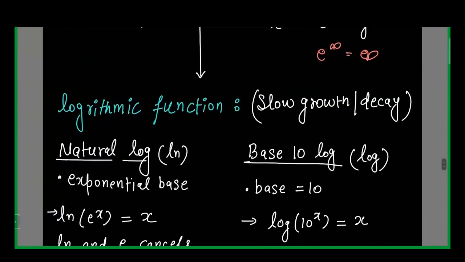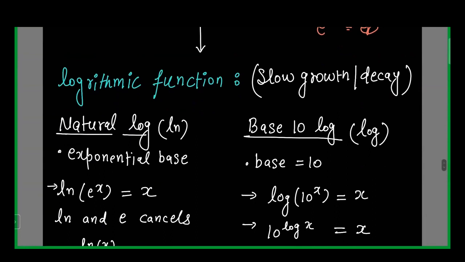Next is the logarithmic function, the log function. Now, the exponential function was fast growth, fast decay. But what is the logarithmic function? The logarithmic function is slow growth, slow decay. So whenever in physics there is a slow growth or a slow decay, we use the log function. So there is a logarithmic decay. Your value of x is increasing too much, but your y is not increasing that much. So it's a very slow growth.